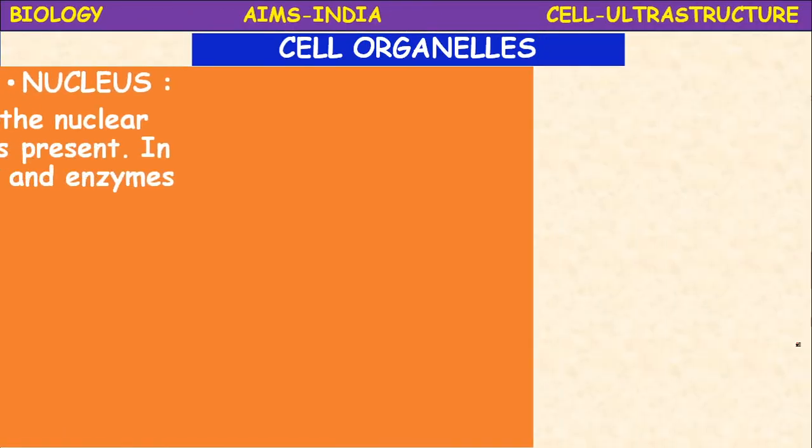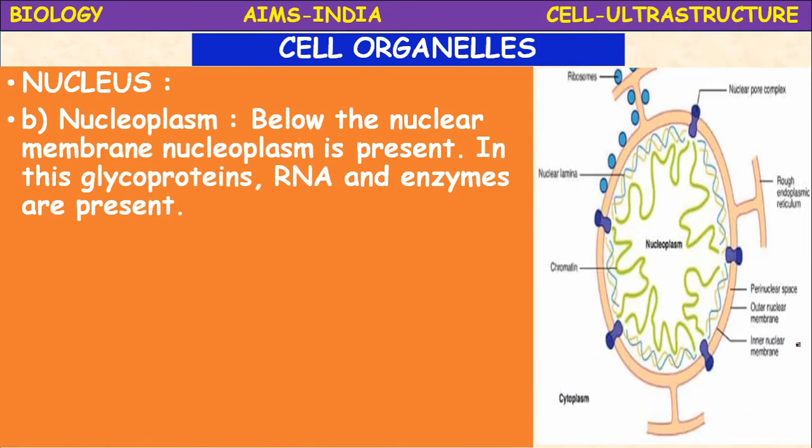Next, in the nucleus, the nucleoplasm. What is nucleoplasm? The nucleoplasm is the fluid present inside the nucleus. Nucleus is filled with nucleoplasm. Below the nuclear membrane, nucleoplasm is present. In this, several chemical substances like glycoproteins, RNA and enzymes are present.